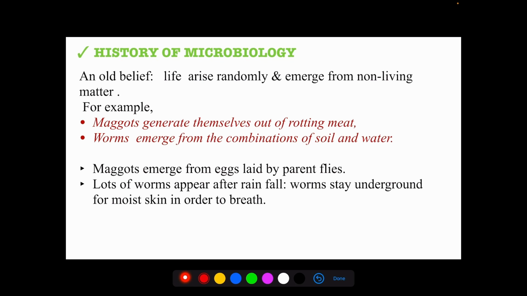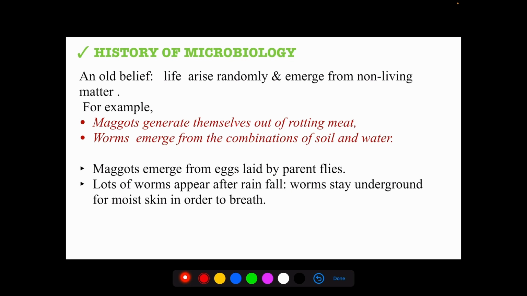Now, during this time, people also believed that life could arise randomly. You understand? And also emerge out of non-living matter if certain conditions or ingredients were met. For example, maggots were thought to generate themselves out of rotten meat, and worms were thought to emerge from the combination of soil and water. It was interesting, isn't it?